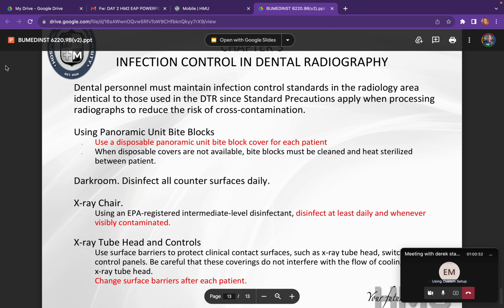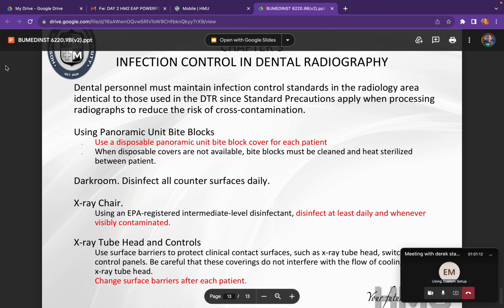I don't know where the other part is then. I guess it's in another chapter. Maybe it was in the 6280. There's a slide that shows each of the different examples for your semi-critical, critical, and non-critical devices. And it goes over the HV saliva ejectors.